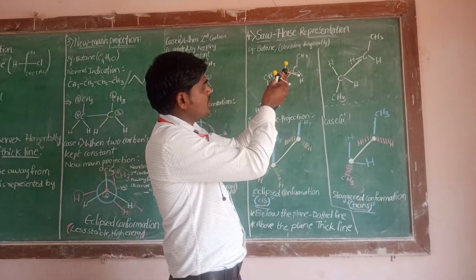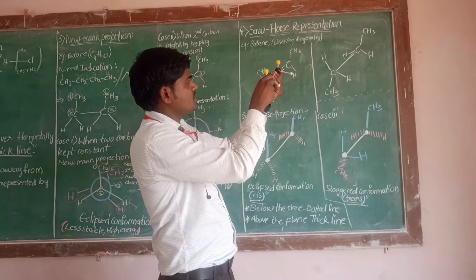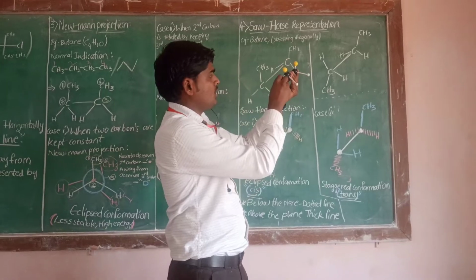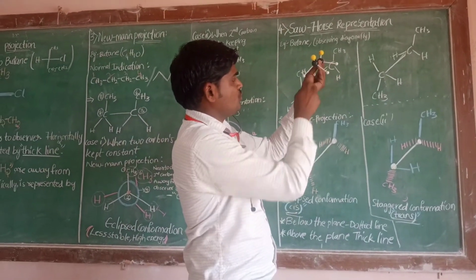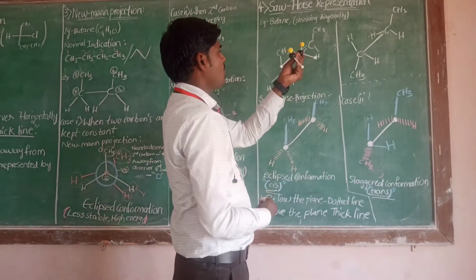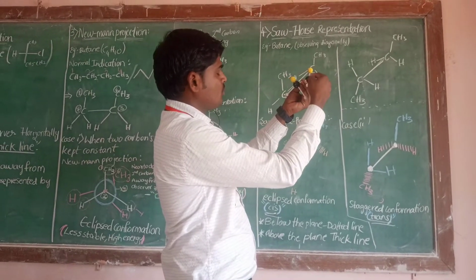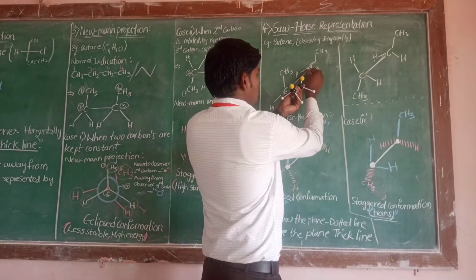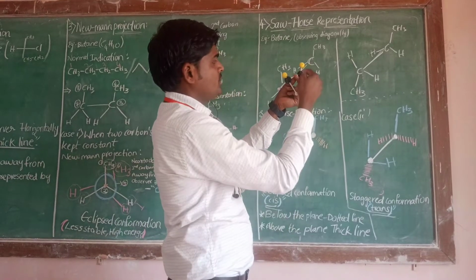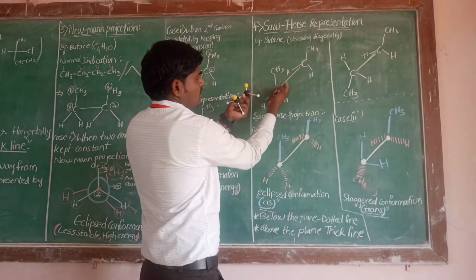Here we have the first carbon, second carbon, third carbon, and the fourth carbon. The second carbon is near to the observer, and this is the carbon indication. Then there is one more carbon, the third carbon. In between the second and third carbon, a single sigma bond is there, drawn a little bit diagonally.